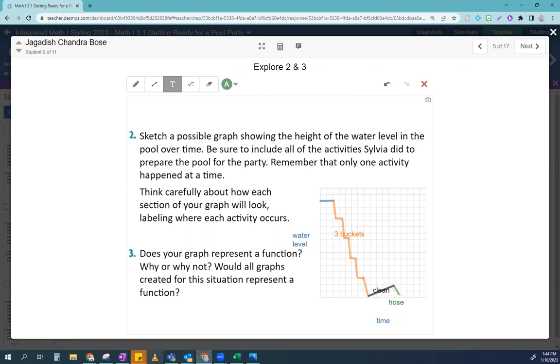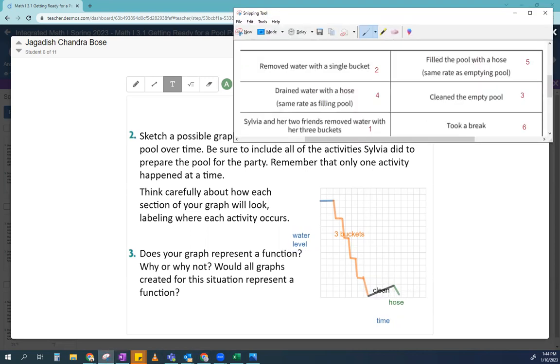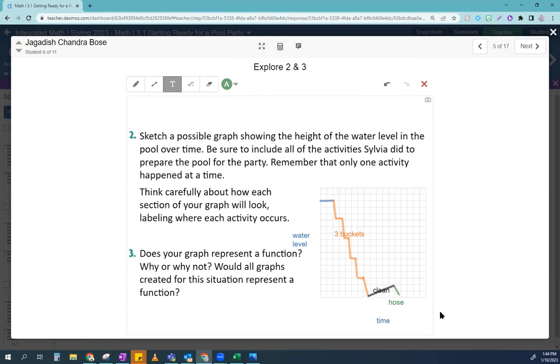Now what happens? It says we have to fill the pool with the hose, but it's going to go at the same rate as emptying a pool. What am I going to do? Good, increases. Okay, so here's me increasing. I need to change colors one more time. So I need to increase it, but it needs to be at the same rate here. So I drew this down like this, and this is not the same rate. You guys all see? It needs to be the same-ish.